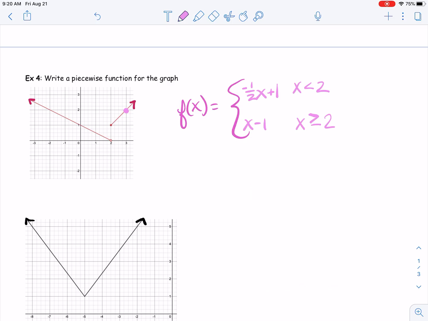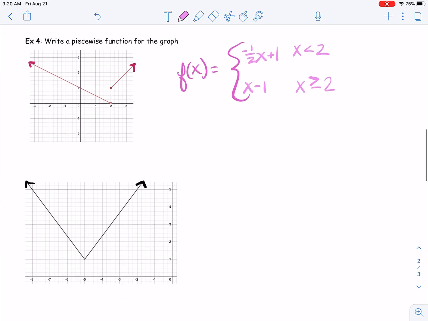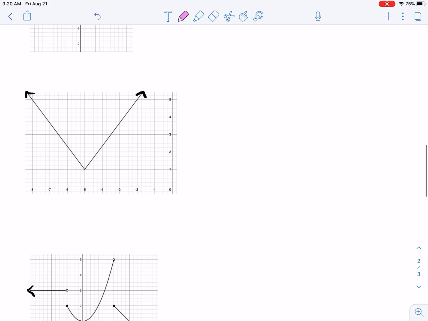Sometimes that may be easier. Sometimes just following out the graph might be easier too. Just kind of depends. And there we have it. We just wrote our first piecewise function given a graph. Okay, let's try it again.